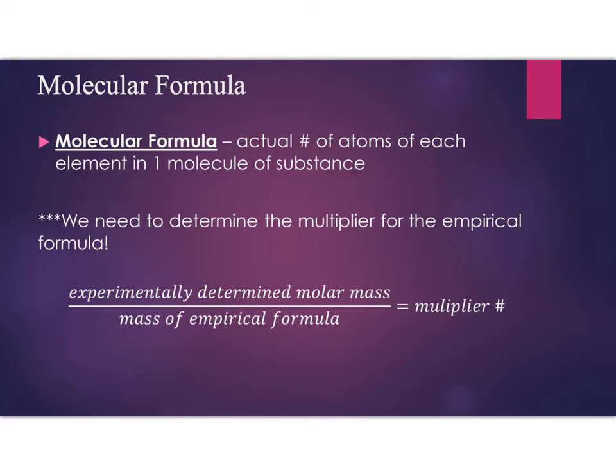When we look at finding molecular formulas, what we're trying to find is the actual number of atoms each element has in one molecule of the substance. Remember, an empirical formula was just the ratio of the atoms, the lowest ratio at that. Molecular is going to tell us that we have to have this many to create that actual compound. So in order to do this, we need to determine what the multiplier for the empirical formula is. To do that, we take the experimentally determined molar mass, which I'll show you how to find, and divide it by the mass of the empirical formula, which again I'll show you how to find. That's going to be our multiplier.